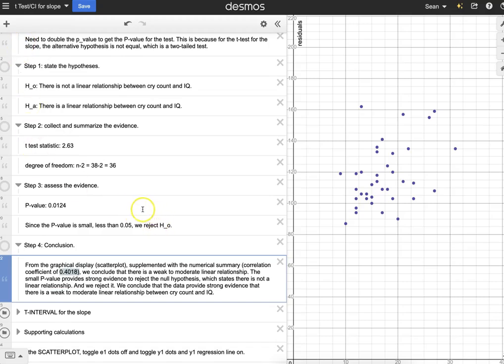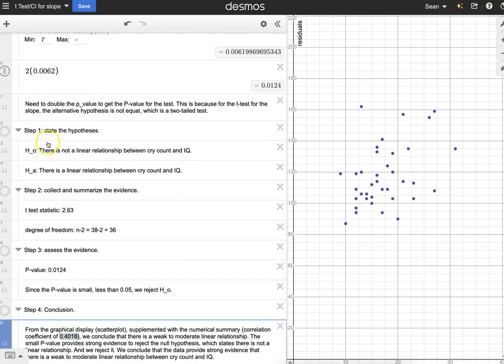And again, these 4 steps are not provided in the calculator. We will need to present them in this order.